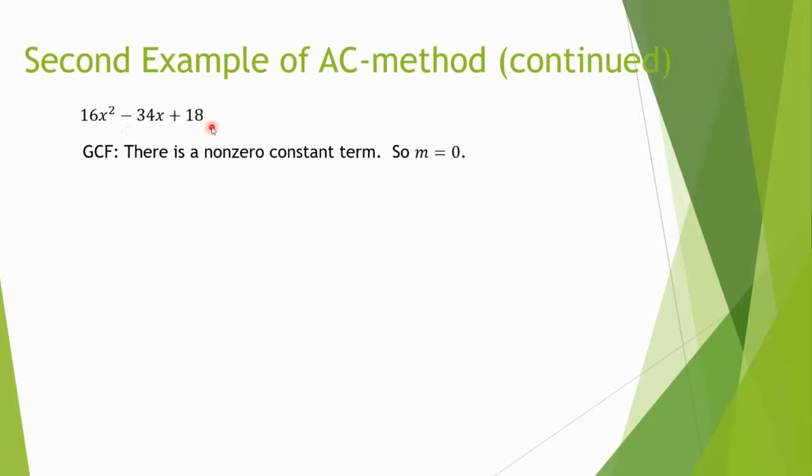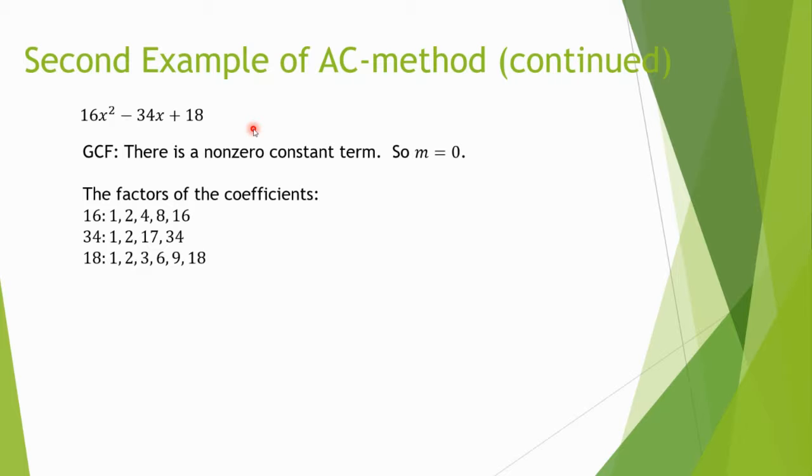Notice that there's a constant term here. So you can't factor out x at all. So we just take that m to be 0 in the GCF. Okay, so now what do we do? We want to know, can we take something out from the coefficients and the constant term? In other words, we're looking for that b, and we have to consider the factors.